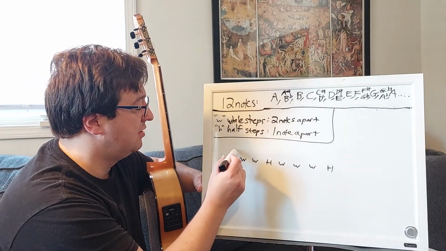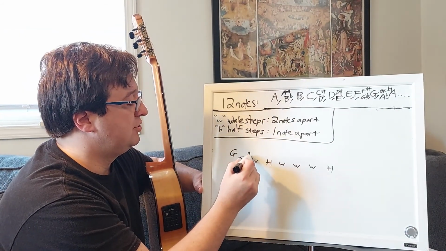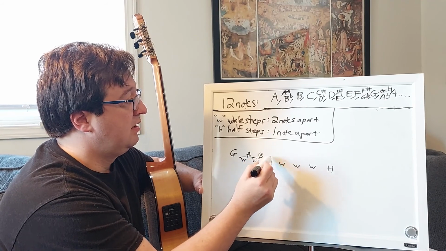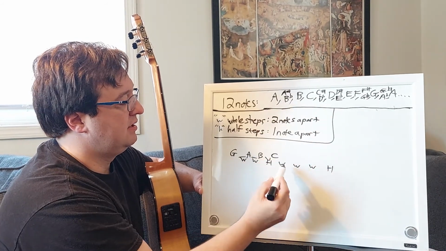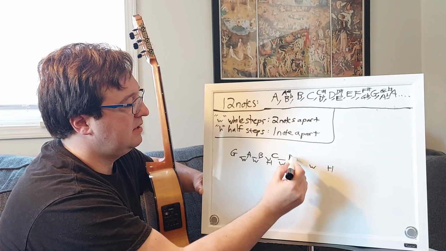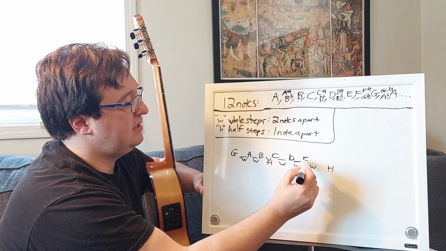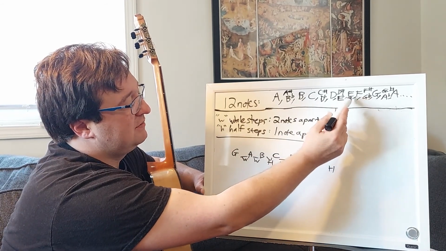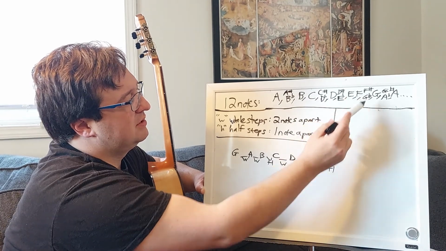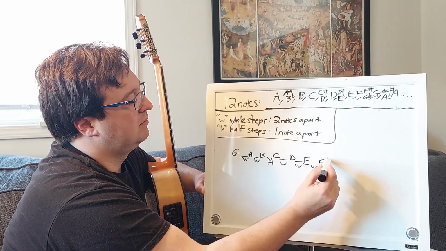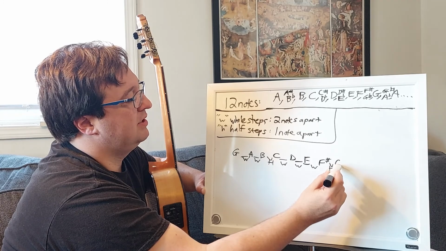So if we started on G, we would go G, A, B, half step to C, whole step to D, whole step to E, whole step to F sharp, and then we go to G.